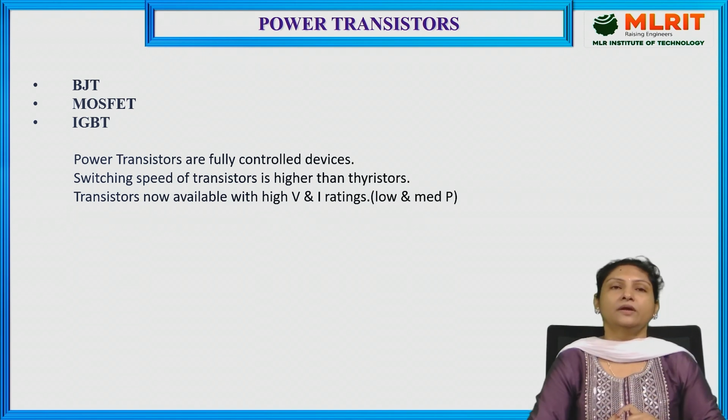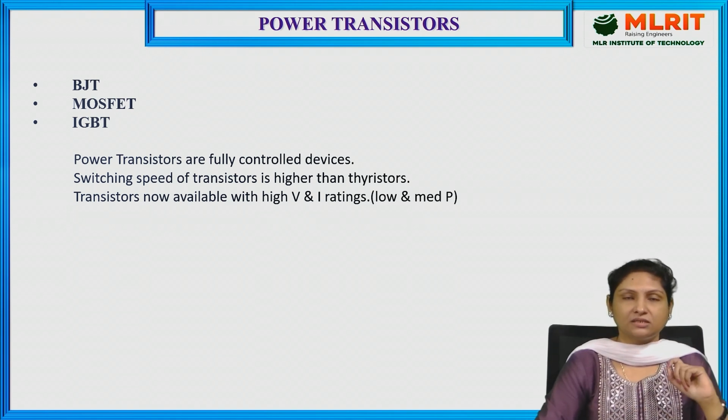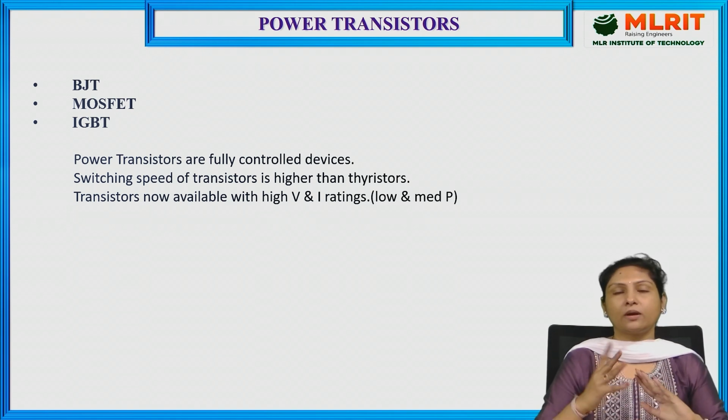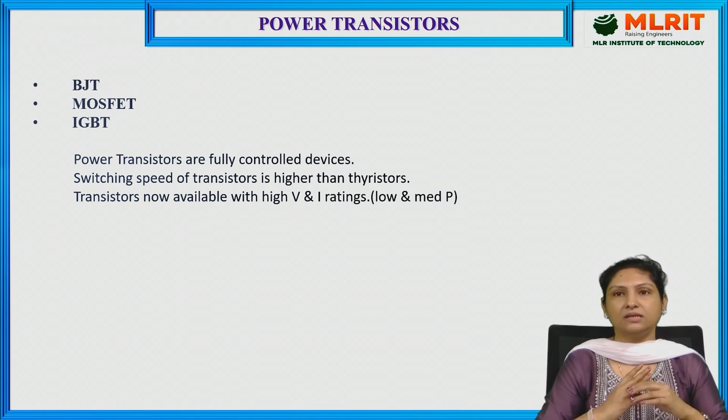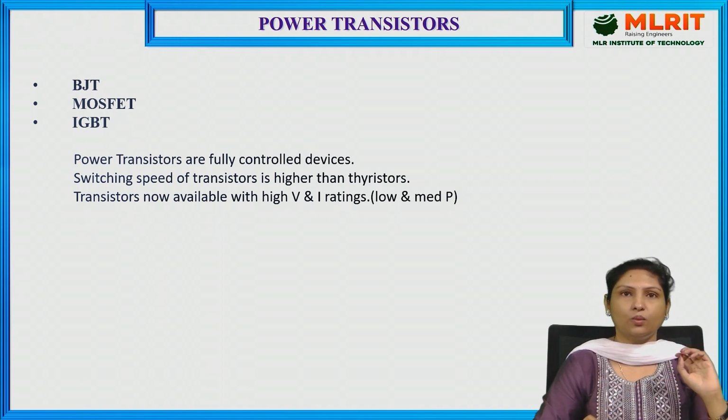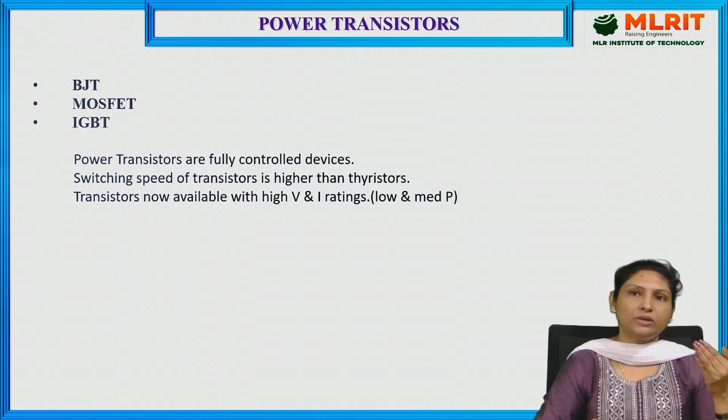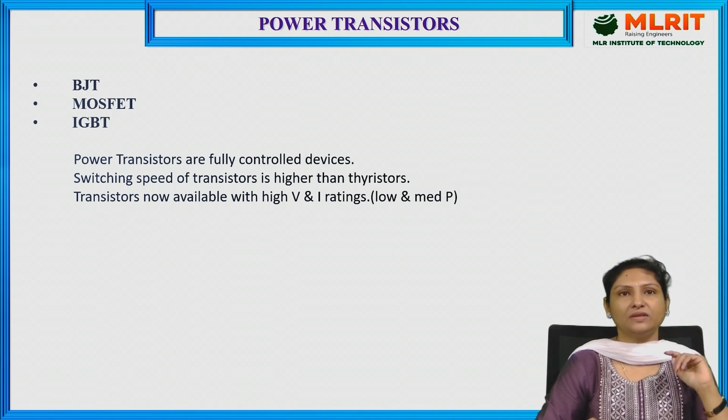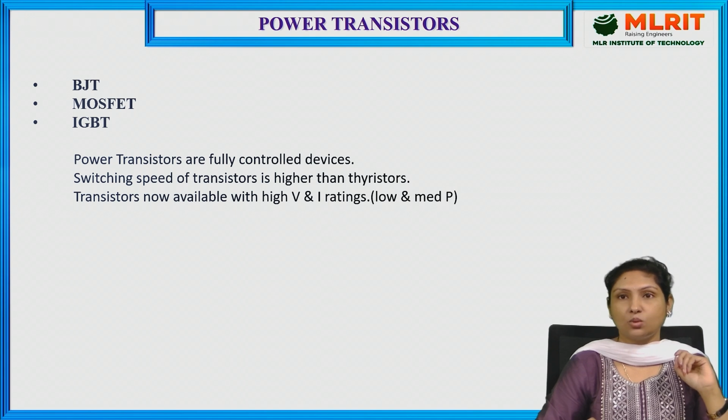And here, the switching speed of the transistors is higher when compared to that of the normal thyristors. These are much faster than normal thyristors. And transistors are now available with high voltage and current ratings. But when we compare to thyristors, the voltage as well as current ratings of these transistors are less. So that is the only reason transistors can be used in low and medium power applications.